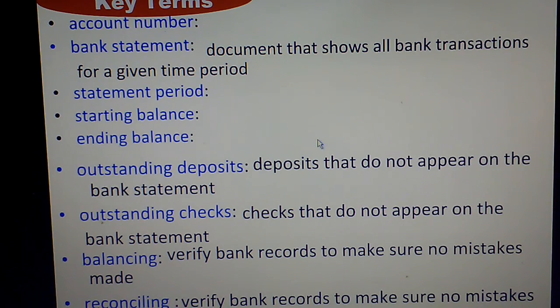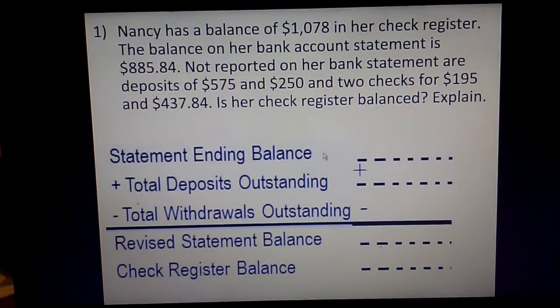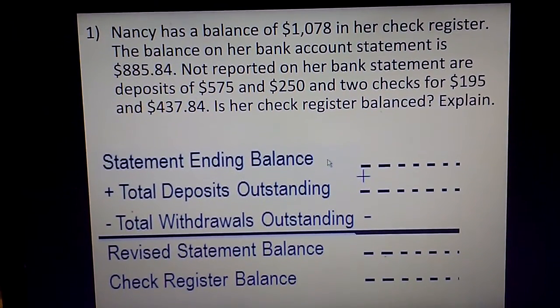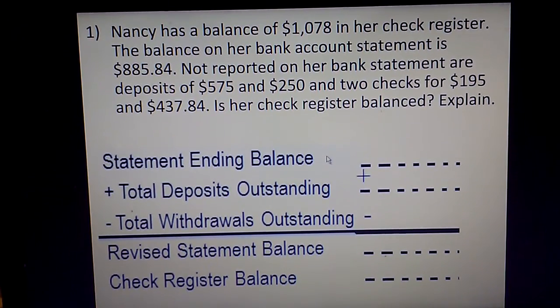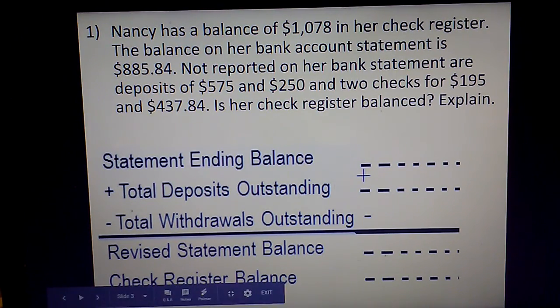You can put the notebooks away, and we're going to turn to your note paper. And we're going to go over example 1 here. This says Nancy has a balance of $1,078 in her check register. The balance on her bank account statement is $885.84. Not reported on her bank statement are deposits of $575 and $250 and 2 checks for $195 and $437.84. Is her check register balanced?